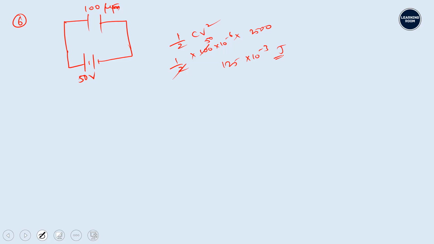So finally what will happen? Since the distance between them is doubled, capacitance is inversely proportional to distance. So capacitance also becomes half. So half into 50 into 10 power minus 6 into 2500. This goes 25. So 625 into 10 power. But how will you get the resistor value? I mean, 625 into 10 power minus 4.